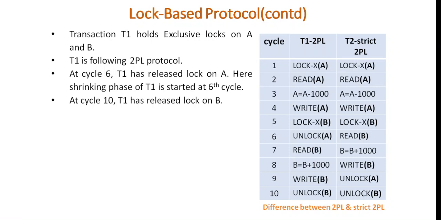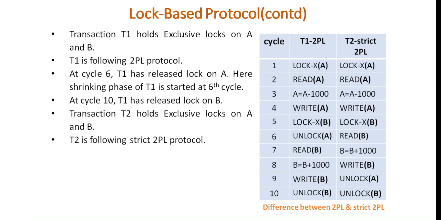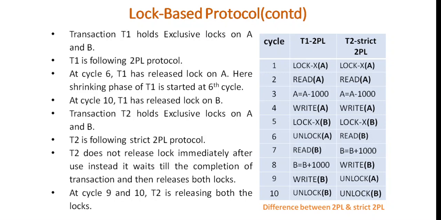At time cycle 10, T1 is releasing the lock on B because now it has finished its work with the lock held on data item B. Whereas transaction T2 is also holding exclusive locks on data items A and B, and T2 is following the strict two-phase locking protocol. But T2 does not release locks immediately after use. Instead, T2 waits until the completion of the transaction and then releases both locks.